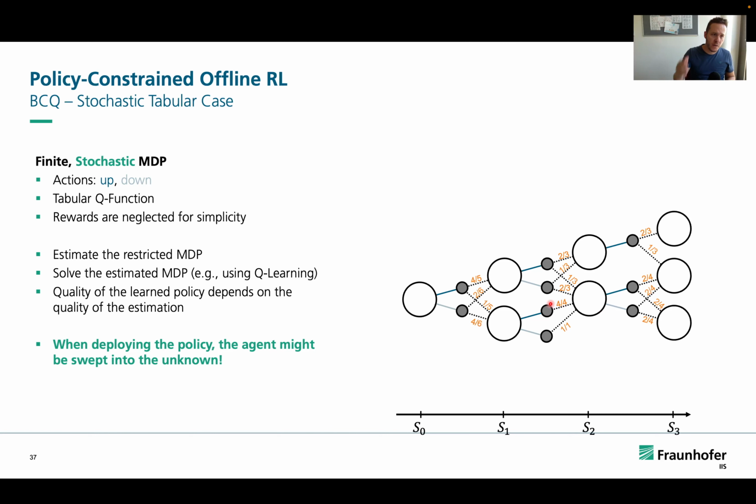So if you have a stochastic MDP and you do the restricted MDP estimation and you solve it using something like Q-learning, if you deploy it, you will see a distribution shift. Basically, that's what's happening because you have a wrong estimation, and the agent would actually be swept into the unknown, and you will see a situation that you will not have encountered during training.